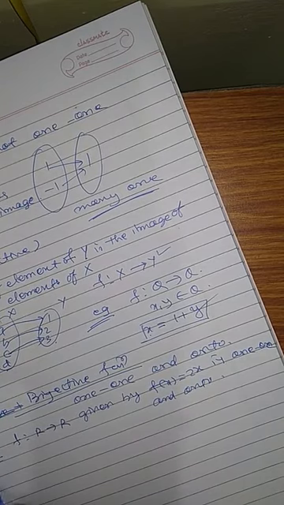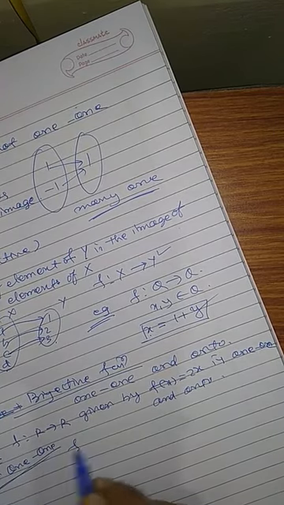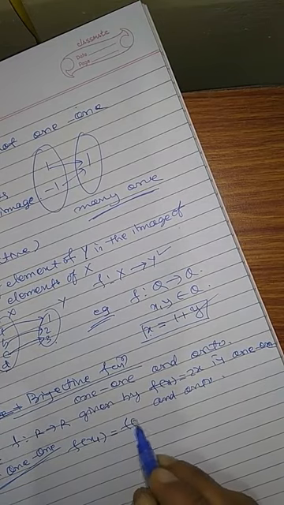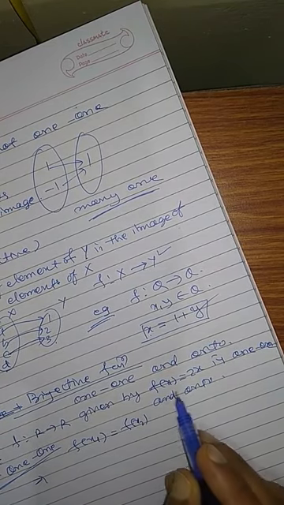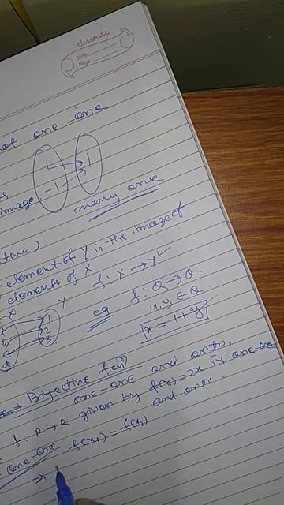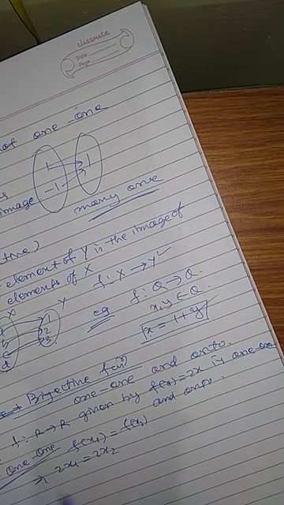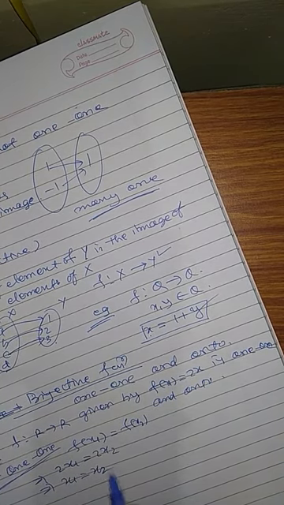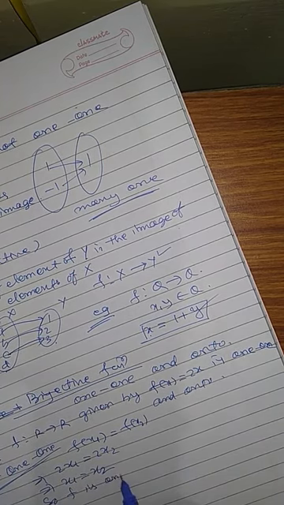For one-one, check f of x1 is equal to f of x2. f of x1 means you can get 2x1 is equal to 2x2. Then x1 is equal to x2. So the function is one-one.